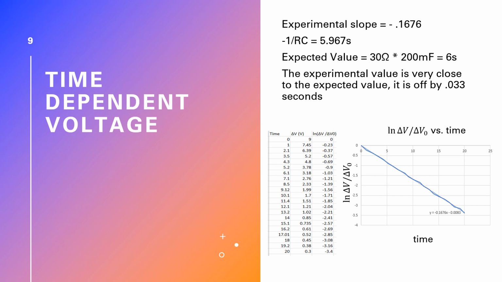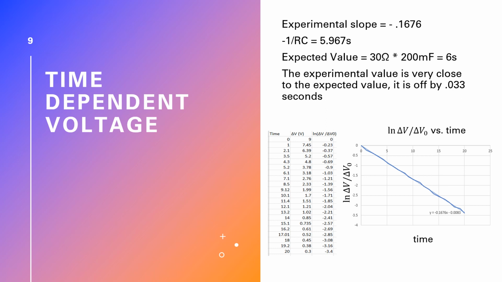In this part of the lab, we were instructed to create a series circuit using a 9-volt battery, a 200 microfarad capacitor, and a 30 ohm light bulb. We measured the voltage across the capacitor with a voltmeter, and then set the capacitor to discharge and plotted 20 seconds worth of voltage versus time data, which is below. And then this is my linear equation using the natural log versus time graph that they gave us.